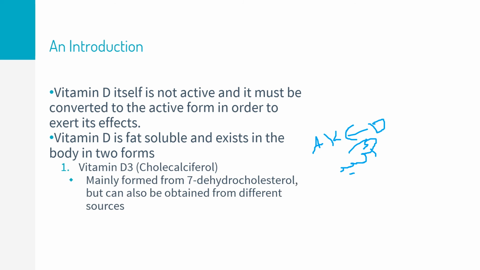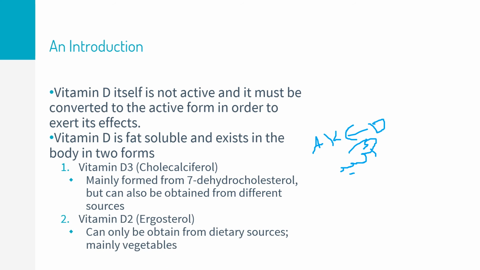Okay, so let's go back to the two forms. We have vitamin D3 or cholecalciferol. It is mainly formed from 7-dehydrocholesterol, but can also be obtained from different sources. And vitamin D2 or ergosterol can only be obtained from dietary sources, mainly vegetables.